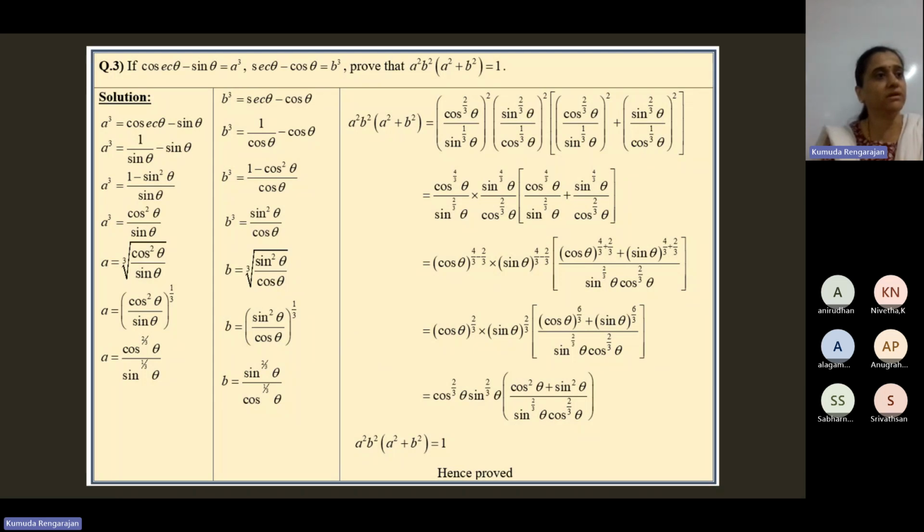So isn't it simple? It may look difficult, but it is not at all. We're just using the basic laws of exponents to proceed with the steps. And this we always know: when we have different ratios, convert them to sine and cos.